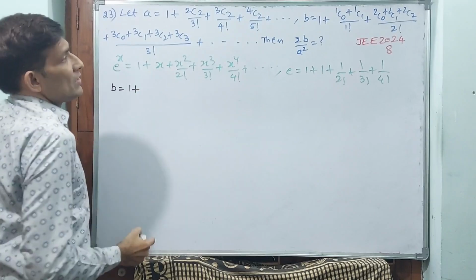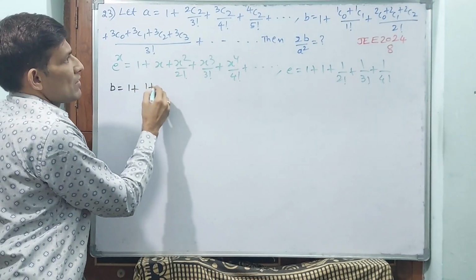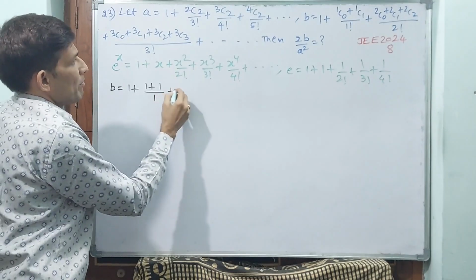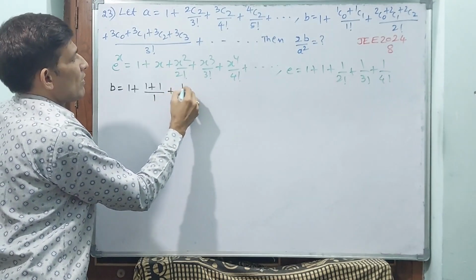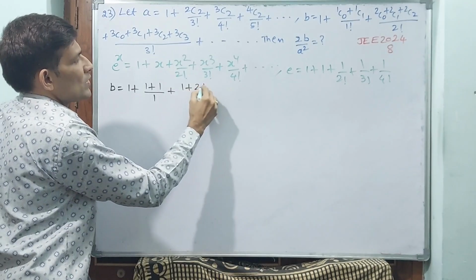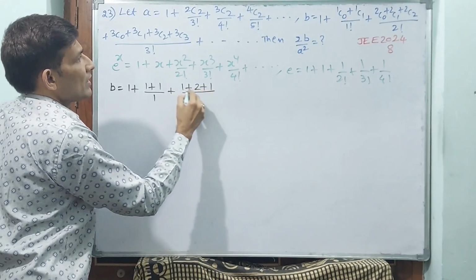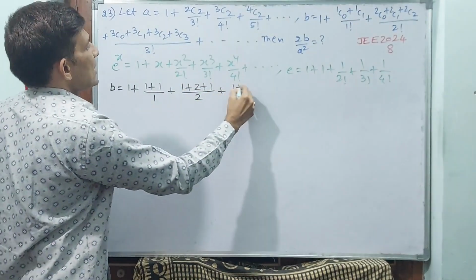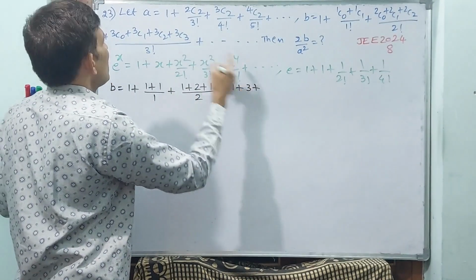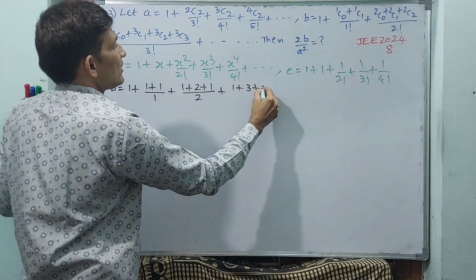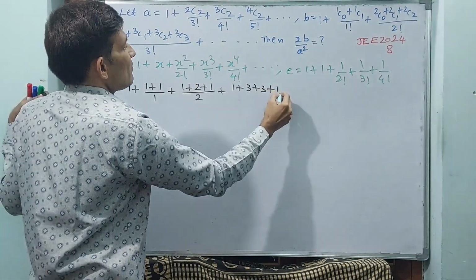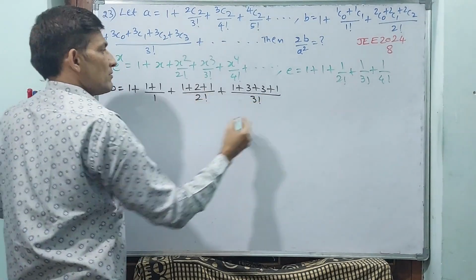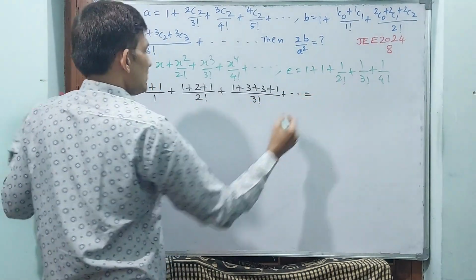See, 1 plus, what is 1C0? 1. What is 1C1? 1. By 1 factorial means 1. Plus, what is 2C0? 1. What is 2C1? 2. What is 2C2? 1. By 2 factorial. What is 3C0? 1. What is 3C1? 3. What is 3C2? 2 plus 1, 3. That is why this answer should be 3. What is 3C3? 1. Divided by 3 factorial. Plus more terms like that.